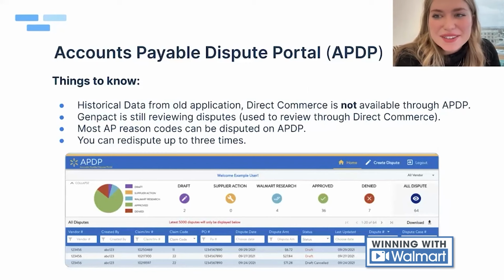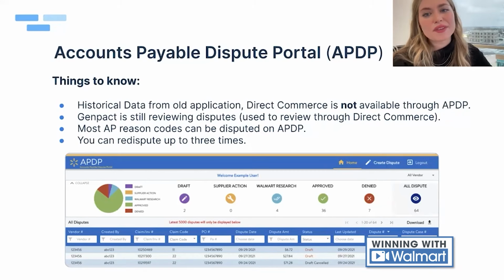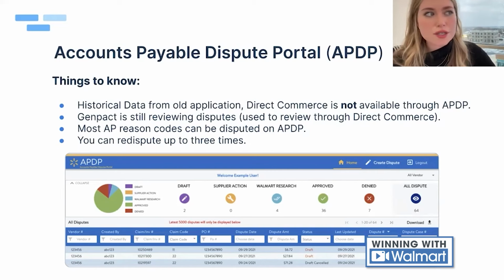As I've said, you either know direct commerce or you don't; it's not better one way or another. But if you want to view historical data that was in direct commerce, you cannot view it through APDP. That is just one thing to note. Genpact is still that third-party consulting agency I've talked about, still reviewing disputes. They were the ones reviewing with direct commerce, and they're still doing it through APDP, just not using direct commerce, that third-party software provider, for that.